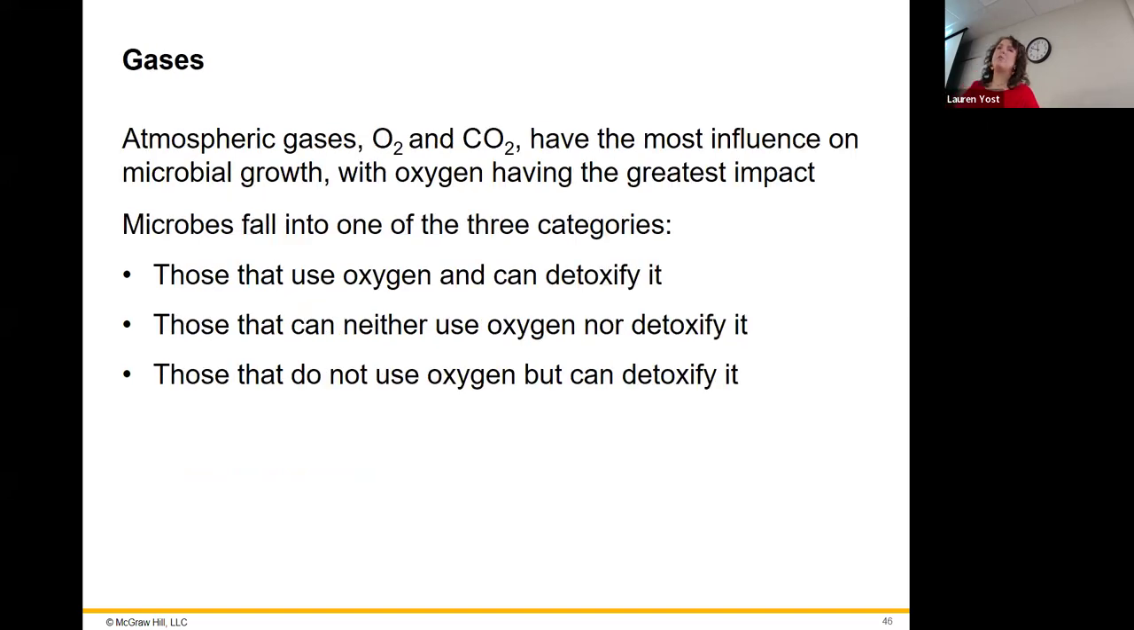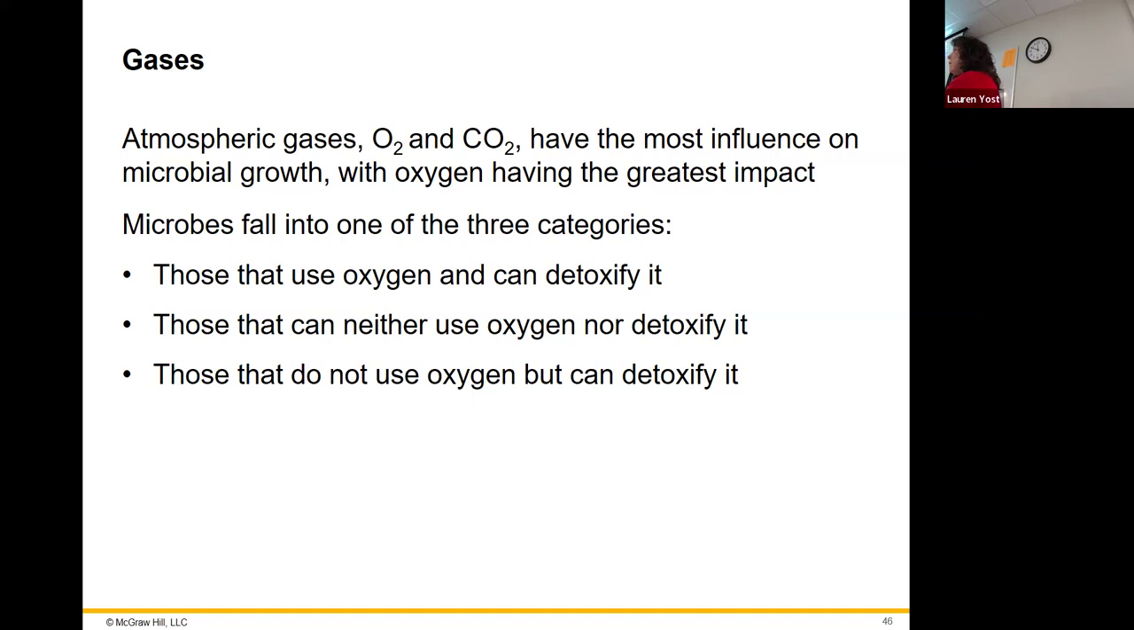All right, atmospheric gases, oxygen and carbon dioxide have the most influence on microbial growth. Some organisms need certain concentrations of carbon dioxide to function. But more importantly, we have oxygen there. And I've already mentioned to you guys aerobic respiration, right? I mentioned one version of an anaerobic respiration, which was fermentation. There are other versions of anaerobic respiration. Those are called anaerobic because aero, oxygen, air, however you want to look at it. They do not use oxygen. They do not need oxygen.